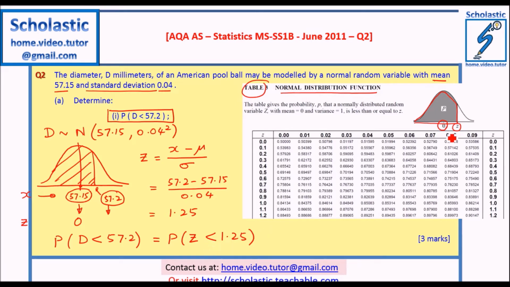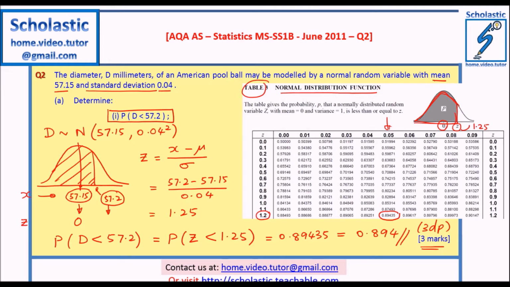So instead of reading D or variable x, we can read Z with mean 0 in this table. We go to the value of Z equal to 1.25. We get the probability here: when Z equals 1.25, the total area under the curve is equal to 0.89435. If you approximate this to 3 decimal places, it will be 0.894. This will be worth about 3 marks.